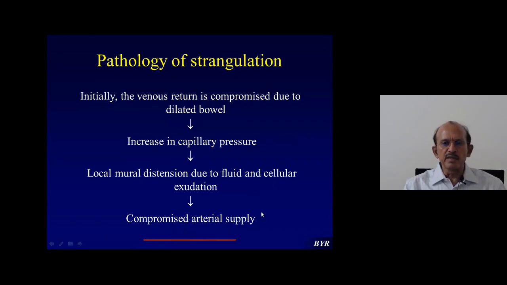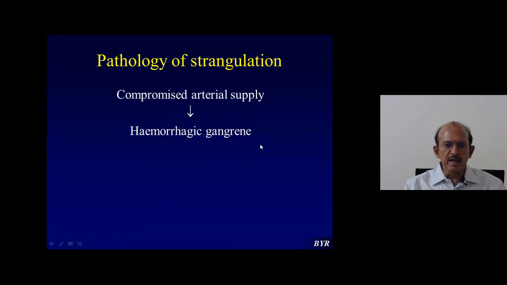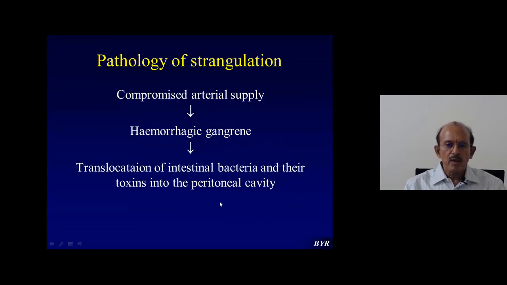So initially the veins, because they are thin walled and at low pressure, get occluded. They produce congestion. The congestion produces edema of the wall. The edema of the wall causes still more stretching. So the still more stretching will cause the compromised arterial supply. The compromised arterial supply leads to hemorrhagic gangrene. And whenever there is gangrene, there will be impaired vitality of the bowel. So there will be translocation of the intestinal bacteria and the toxins into the peritoneal cavity. This leads to peritonitis and septicemia.